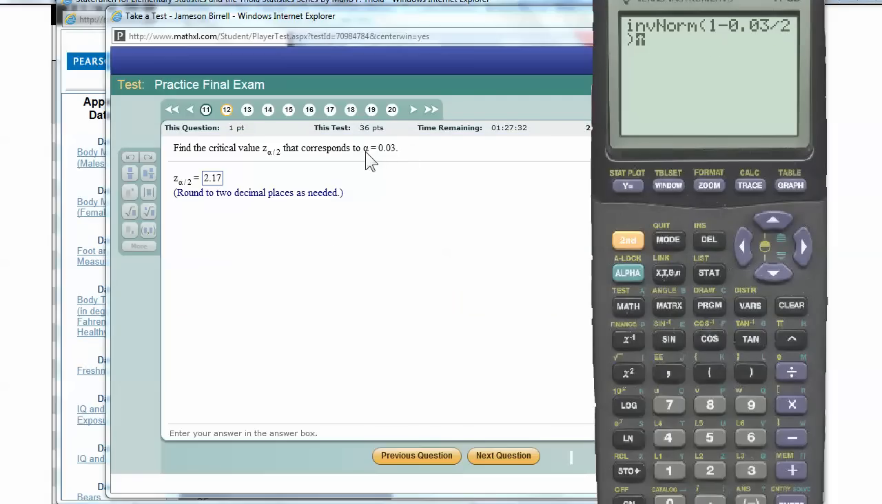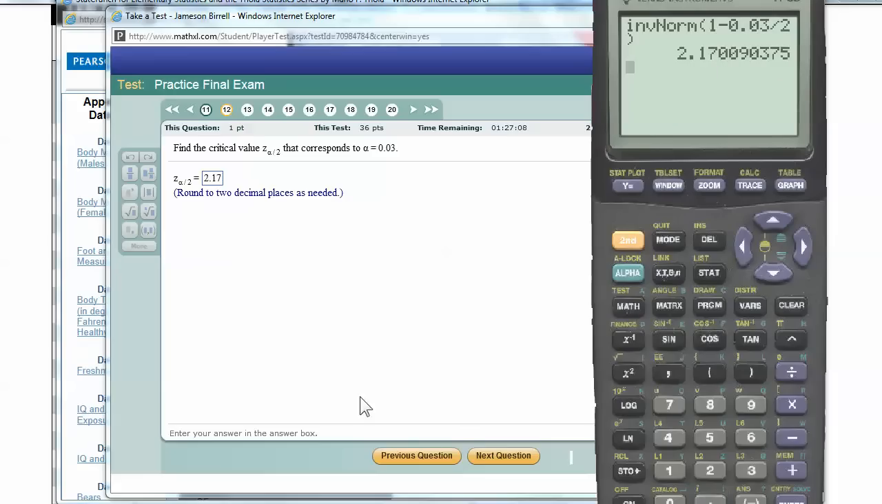Alright, so if alpha's 3%, split that in half, that's 1.5%. Then that's supposed to be 1.5% to the right of this value because we're using the positive cutoff score. Do all that in inverse norm, and it'll give you the 2.17 that the table would have given you also.